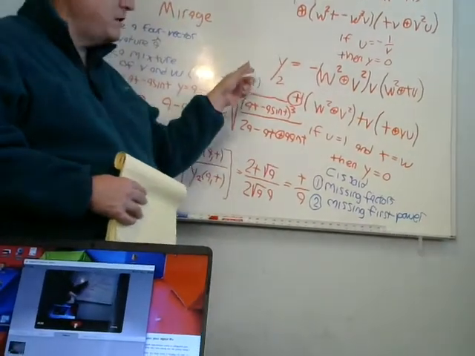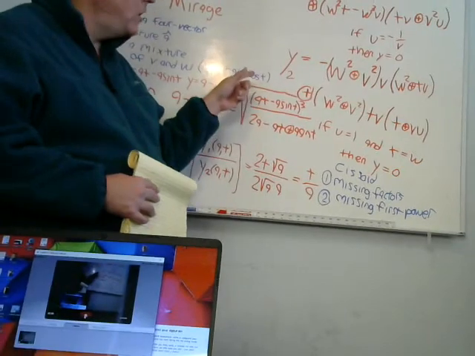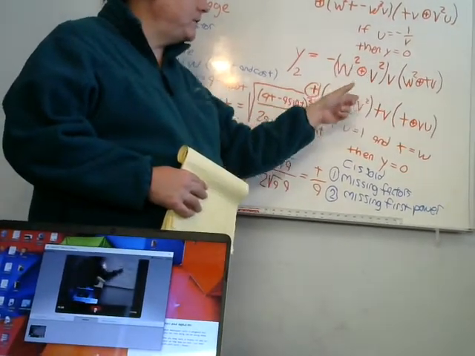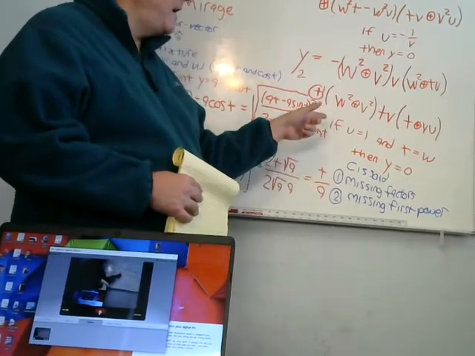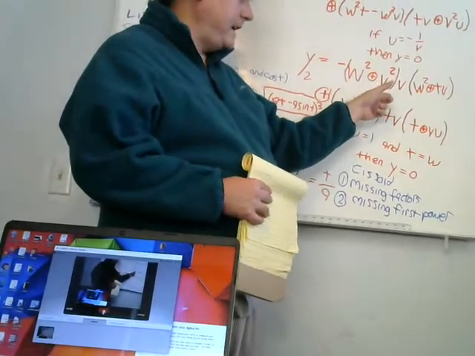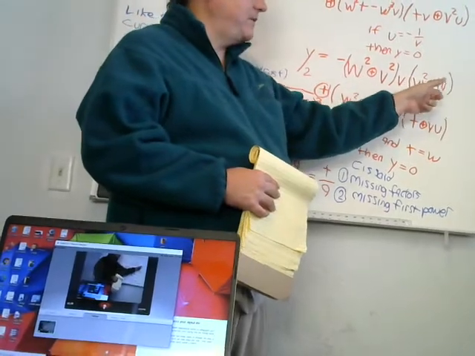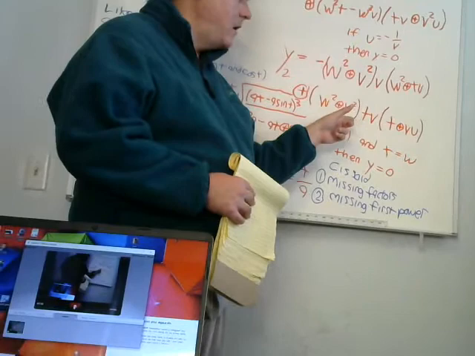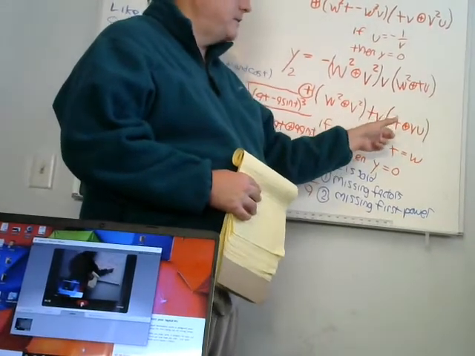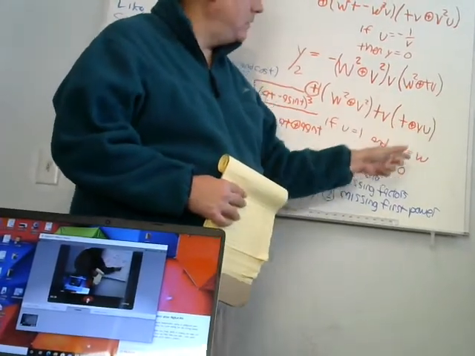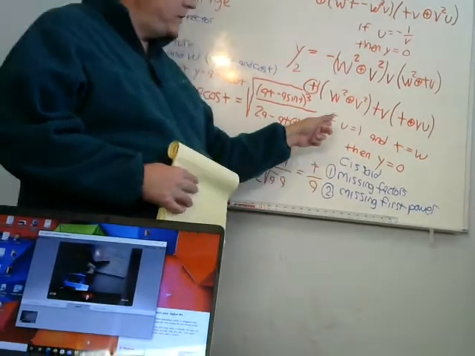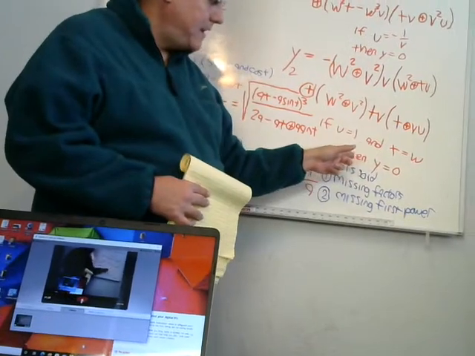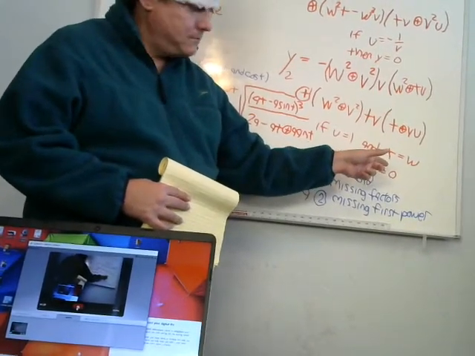y2 has a common factor of w squared plus v squared. It's multiplied once by v w squared plus tv, and then it's multiplied by tv times t plus vu. Now if you set u equal to 1 and t equal to w, then y equals 0.